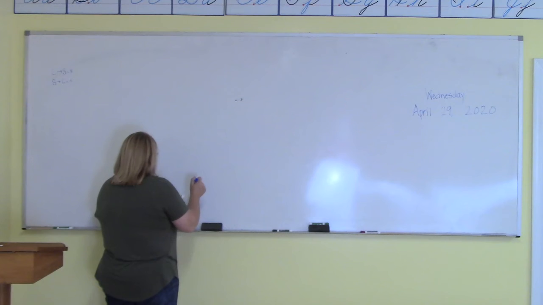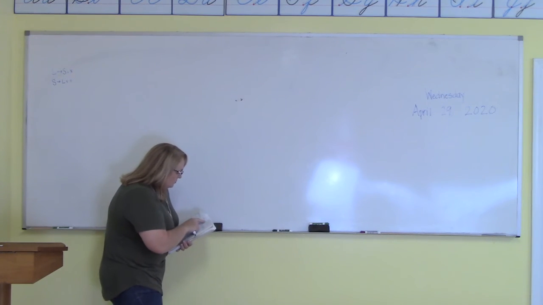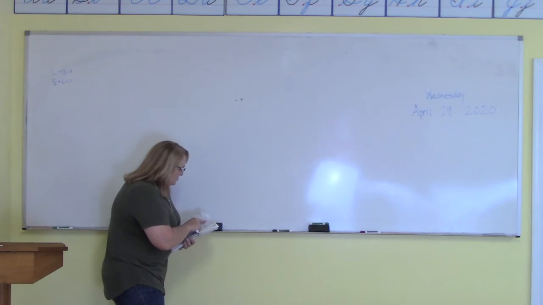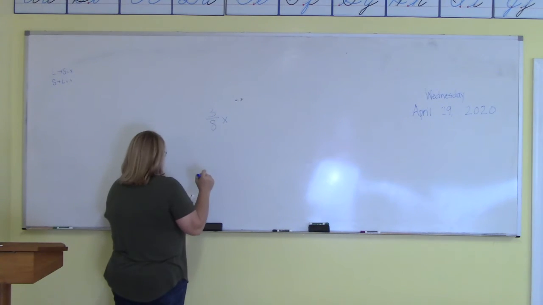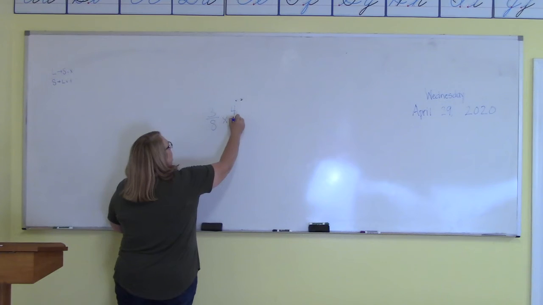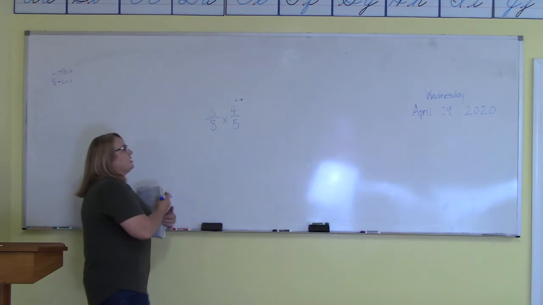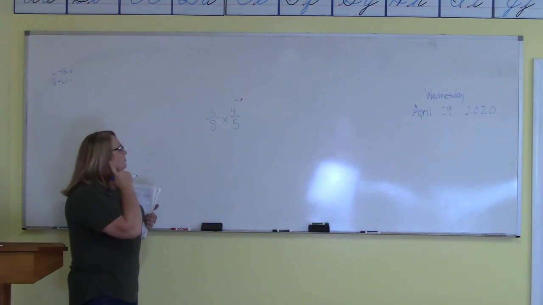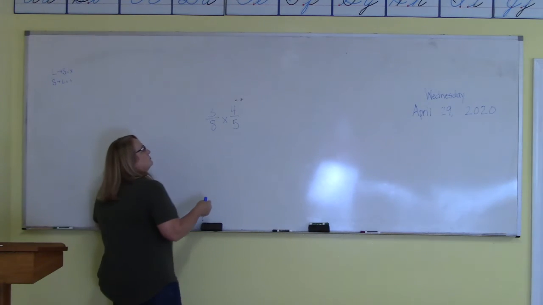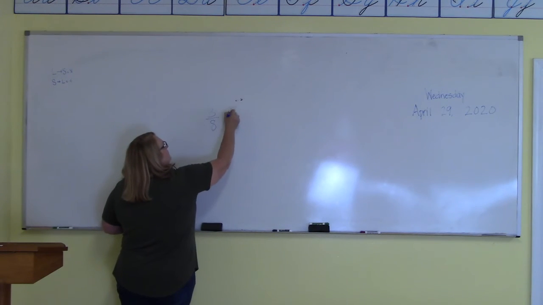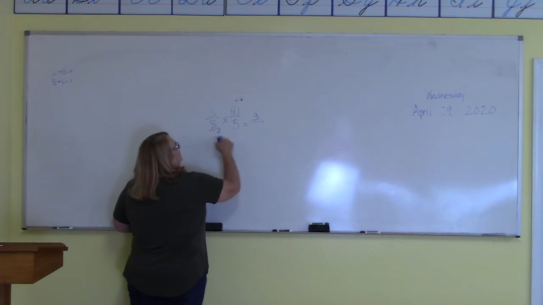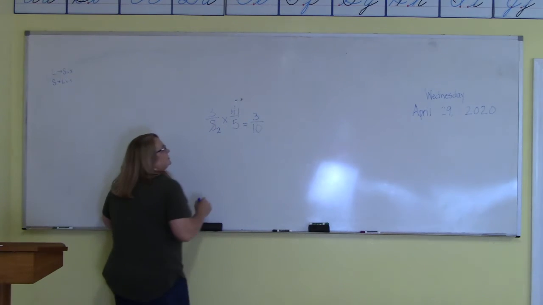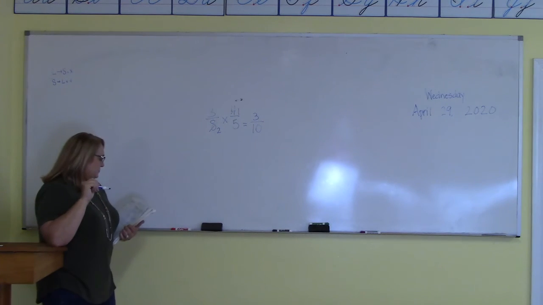Okay, for B, you have 3/8 times 4/5. Is there anything that you can cross out by dividing? Okay, good. 4 can divide into 8 2 times. Now we can multiply. 3 times 1 is 3. 2 times 5 is 10. 3/10.